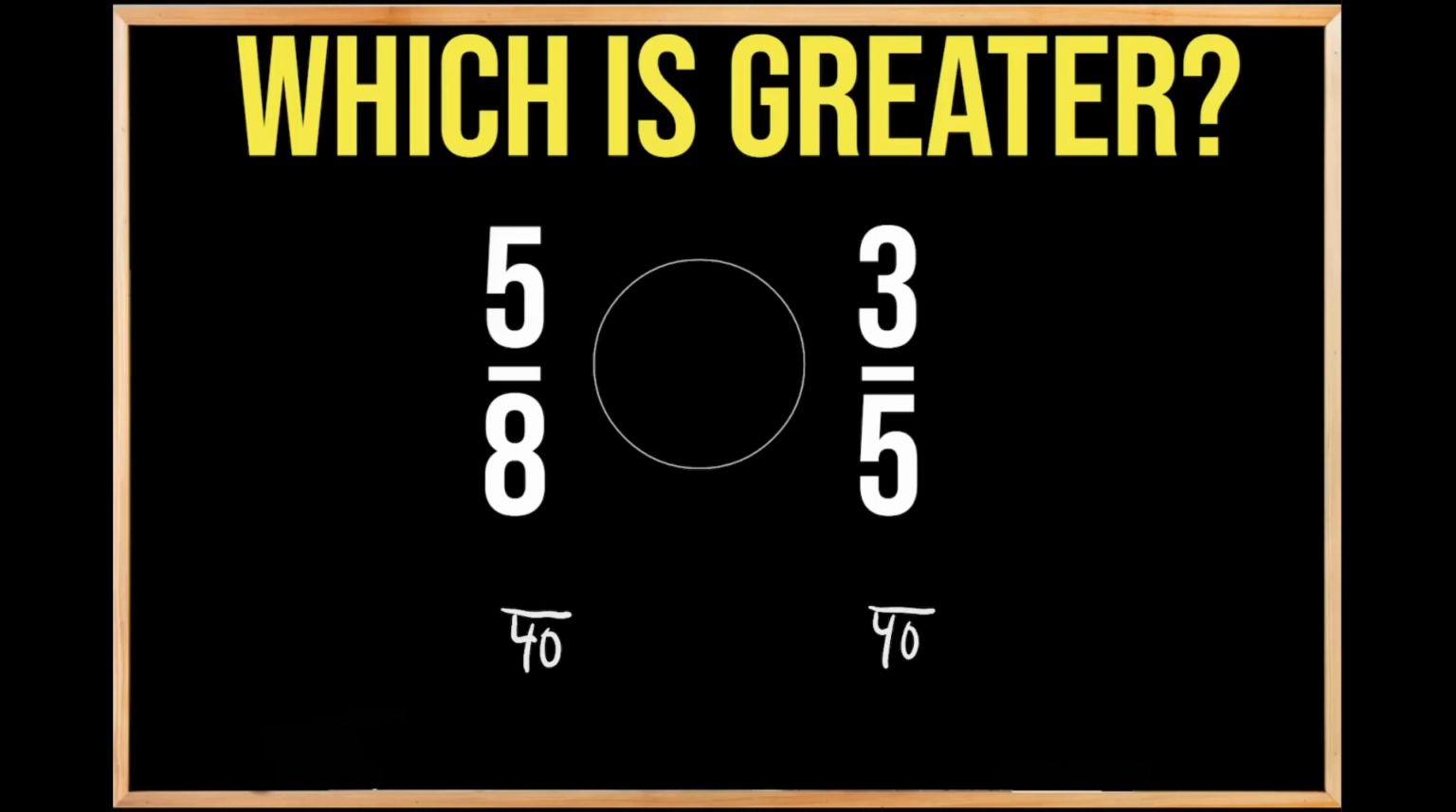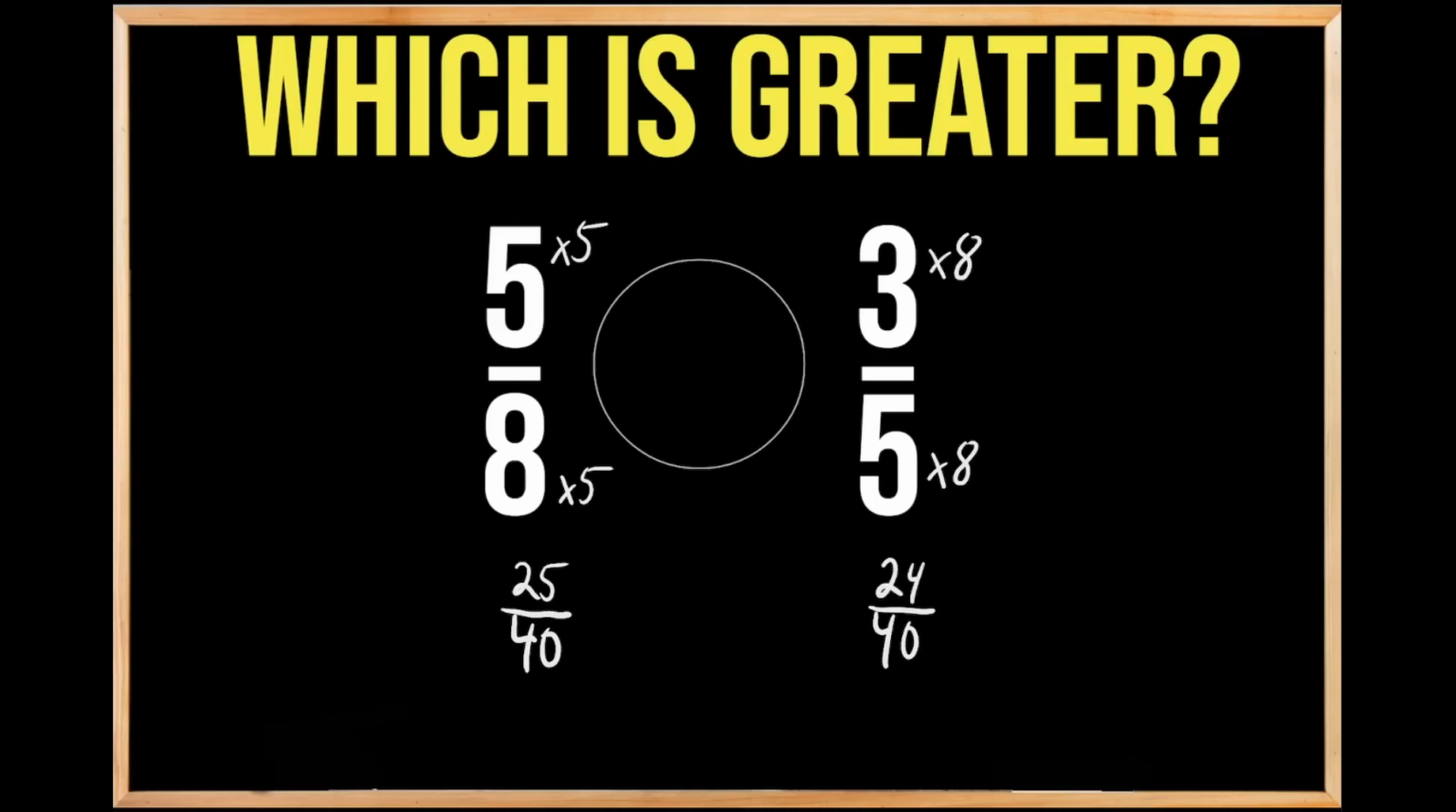For the first fraction, we had to multiply 8 times 5 in order to get 40, so we're going to do the same thing to our numerator up top. 5 times 5 gives us 25, and then for our second fraction, we had to multiply our denominator of 5 by 8 in order to get 40, so we're going to do the same thing to our numerator up top. And when we multiply 3 times 8, we get 24.